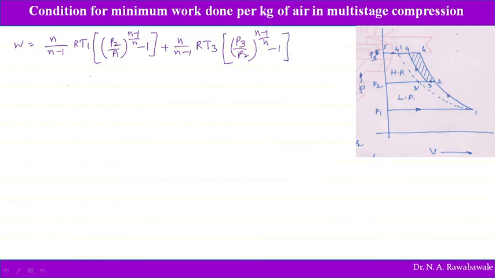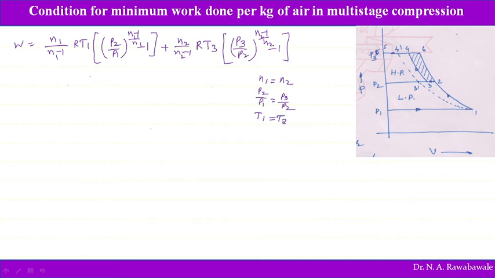So originally this is n1 and n2. So substituting the values of n1 is equal to n2, P2 divided by P1 is equal to P3 divided by P2, and T1 is equal to T3, perfect intercooling.